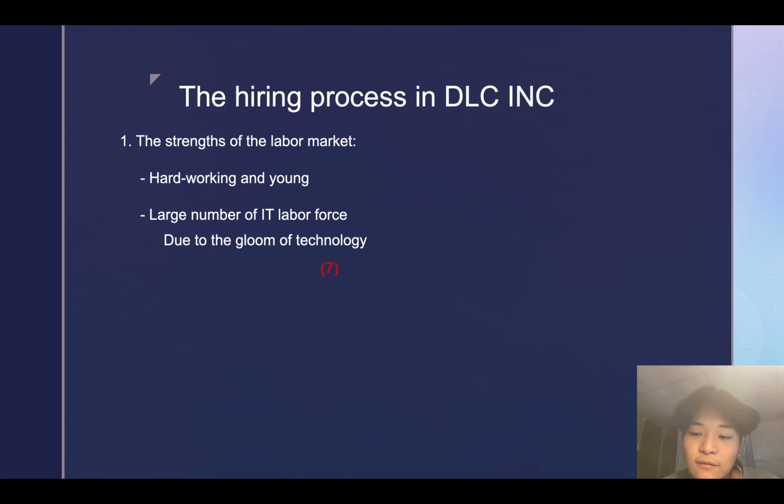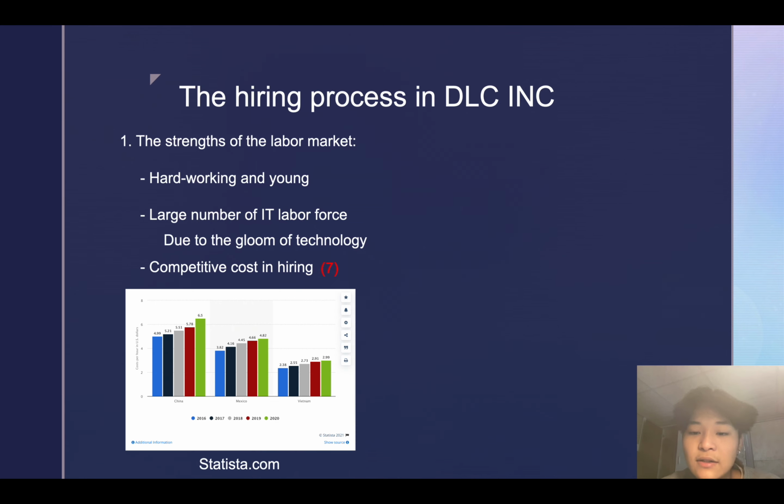And the majority of people in Vietnam want to have a stable and peaceful life, so they choose to follow the IT career. The last strength of the labor market is that we have a very competitive cost in hiring, much lower than other developing countries. As you can see in the picture, we have a comparison between the hiring cost of Vietnam, Mexico, and China.